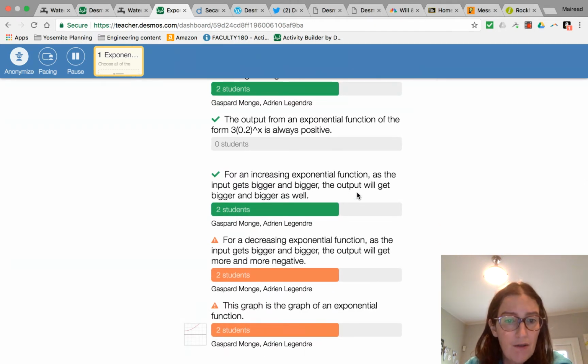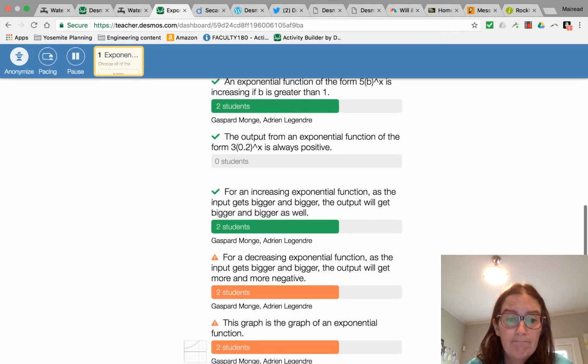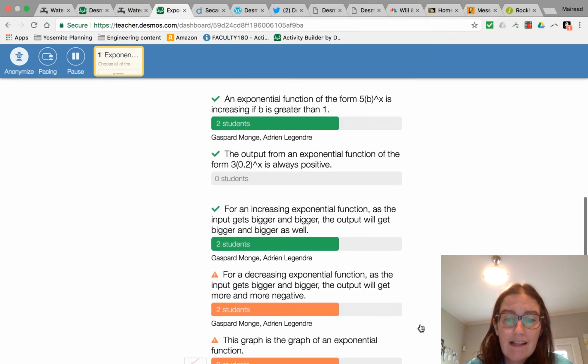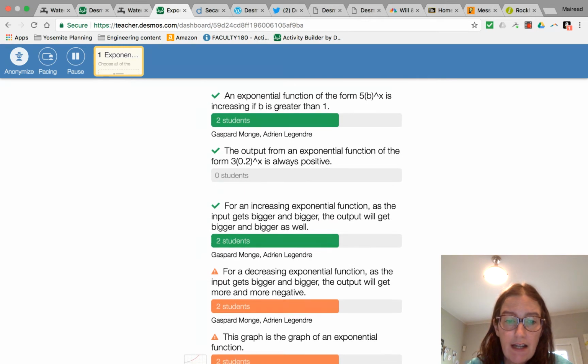This one you chose correctly. This one you have to be careful. For a decreasing exponential function, as the input gets bigger and bigger, the output will not get more and more negative. The output instead gets closer and closer to 0. So for a decreasing exponential function, as the input gets bigger and bigger, the output is getting closer and closer to 0.